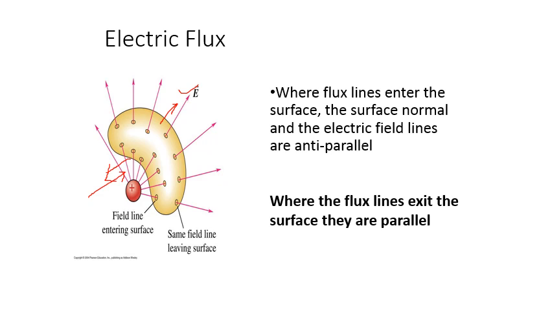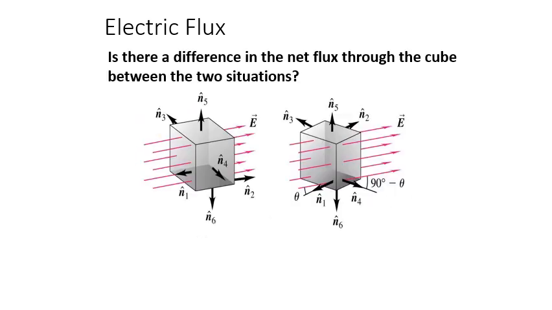Of course, where the flux lines exit the surface, they are parallel. The emitting side is parallel and the entering side is anti-parallel. Now try to see this figure and analyze it. Is there a difference in the net flux through the cube between the two situations or not?